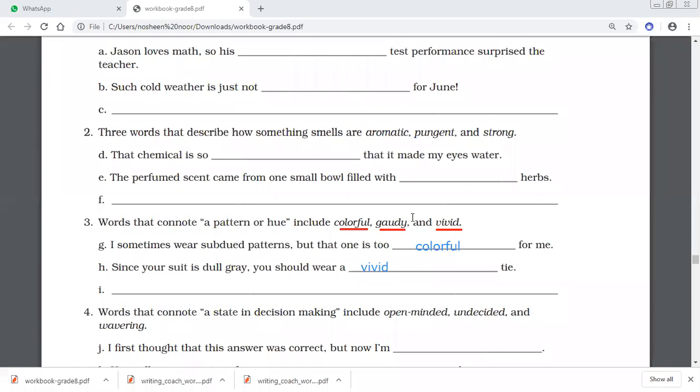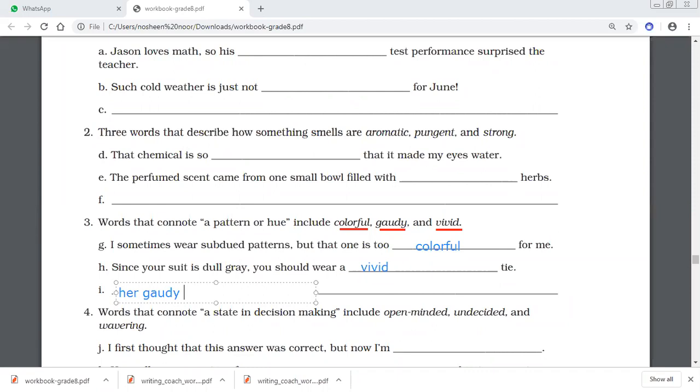Next, we have to make a sentence using the word gaudy. I wrote a sentence. I will write here for you so that you can write something similar. Her gaudy orange and purple hat showed her bad taste in clothing, in dressing. Isha, what is the meaning again of gaudy?